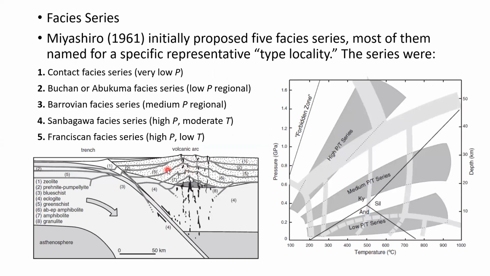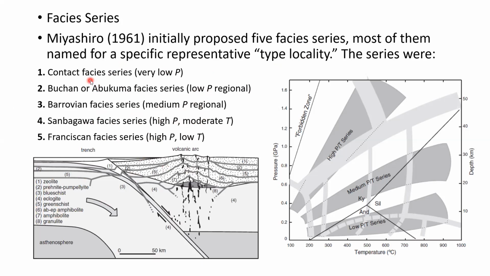According to Miyashiro in 1961, he initially proposed five facies series, most of them named for a specific representative type locality. The series were the contact facies series, which is formed at low pressure; the Buchan-Abukuma facies series, which is also formed at low pressure, but a regional facies series is this one; the Barrovian facies series, medium pressure, formed in regional type of metamorphism; the Sanbagawa facies series, which forms at high pressure and moderate temperature; the Franciscan facies series, which is high pressure and low temperature facies once again. So zeolite, prehnite-pumpellyite facies, these types of facies you can read yourself.